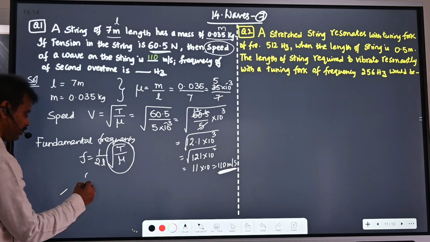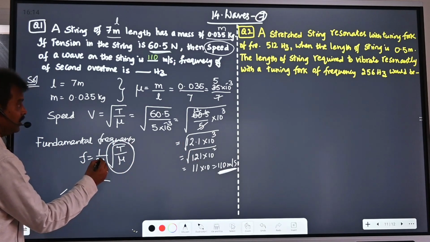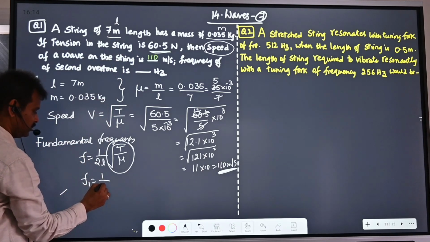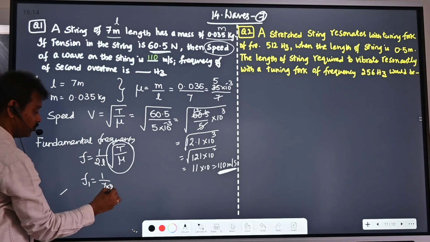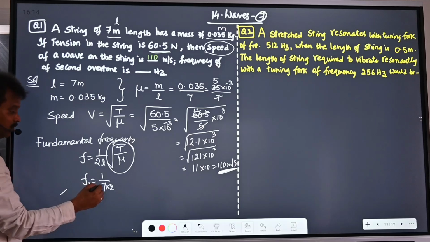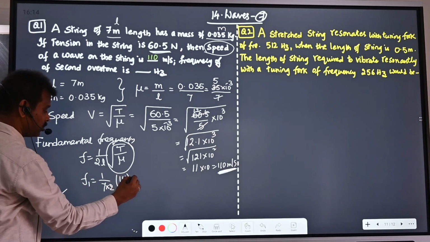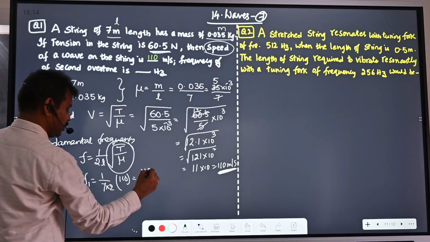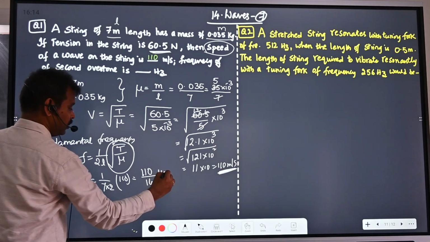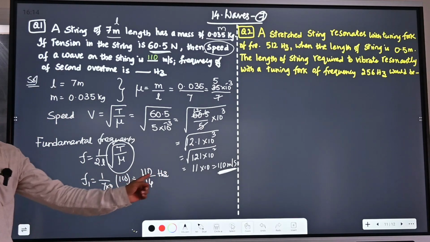So the fundamental frequency is 1 by L, but this is into 2. This is 2L, students. So this is 110 by 14 hertz. This is the fundamental frequency.